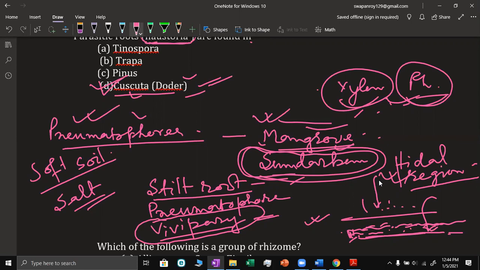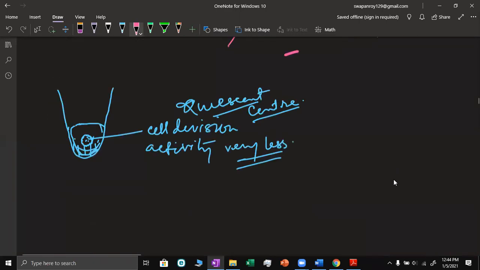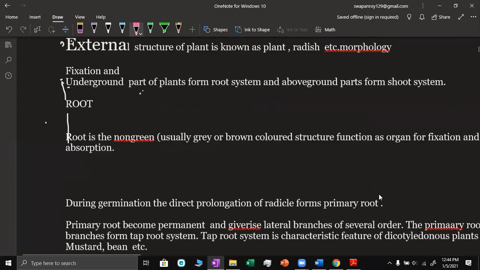So that's why this vivipary also takes place in this type of plant, and this plant shows xerophytic character because soil solution is very thick. Otherwise, if they don't have xerophytic character, they cannot survive. You can see some of the mangrove photographs.